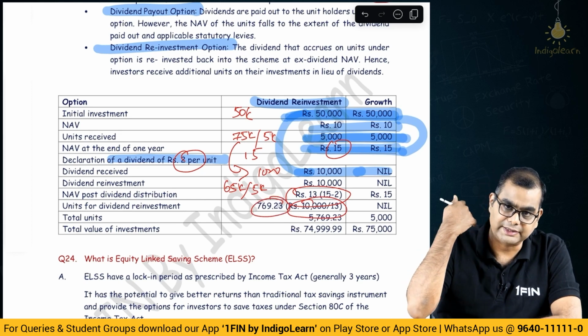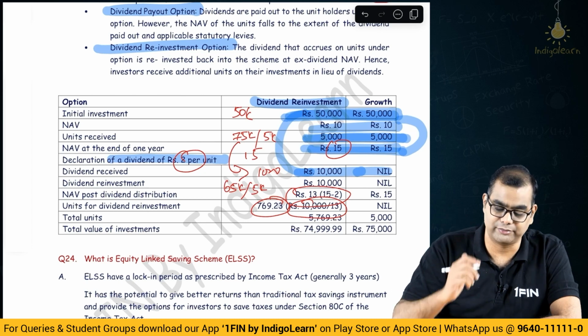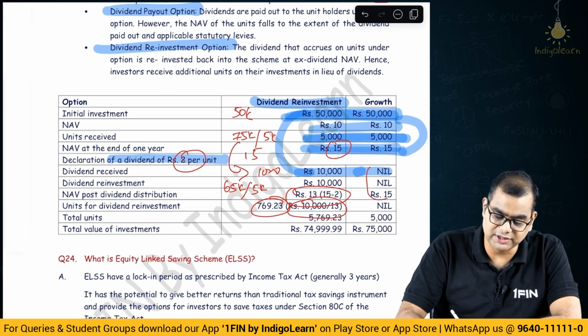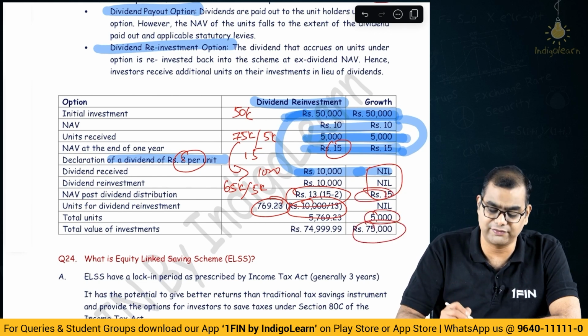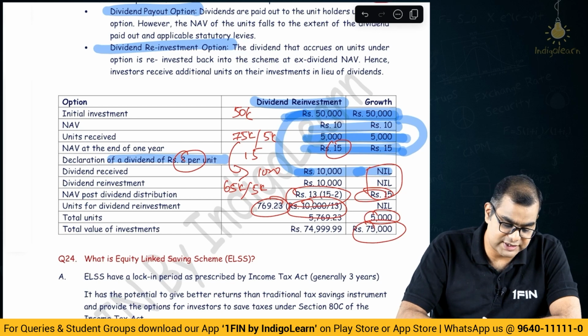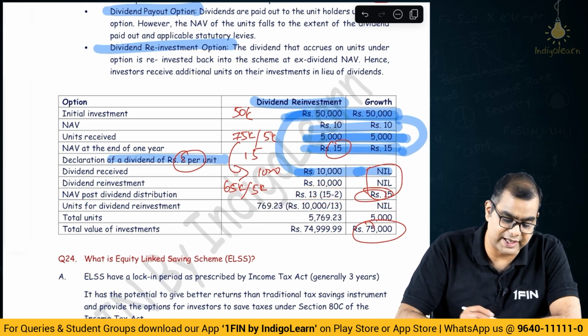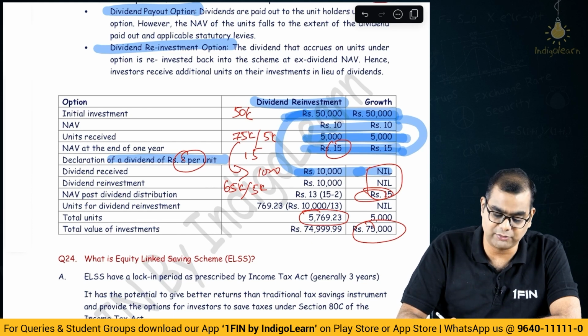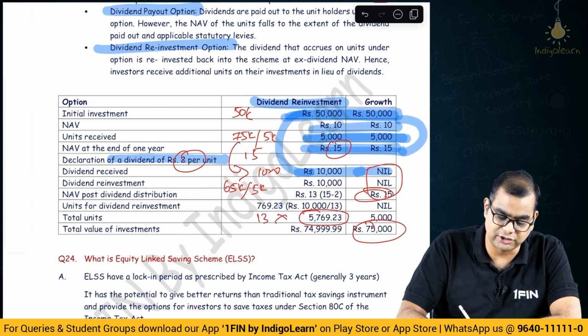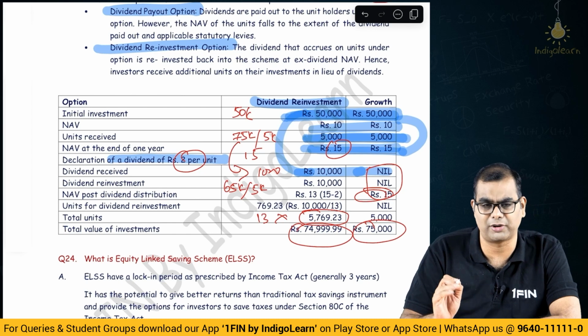So the dividend is reinvested back in the same scheme. Here in the growth option, there is no dividend concept itself. So the NAV is directly at 15. The value of that particular scheme is 15 into 5,000 is 75,000. Whereas here, the number of units has increased and the NAV has decreased. So the units is 5769.23 and NAV is 13. You multiply both, you get 75,000 approximately.